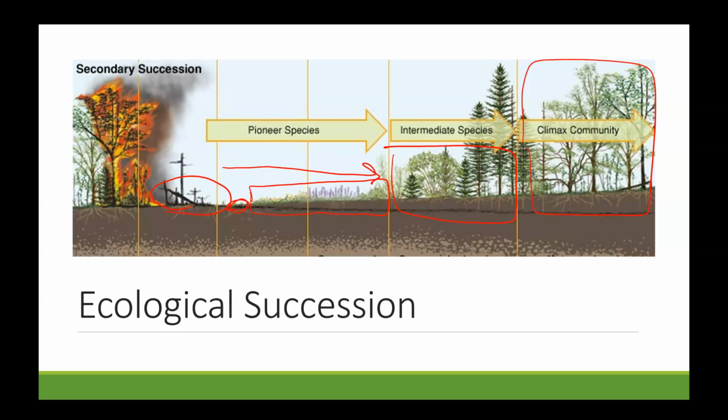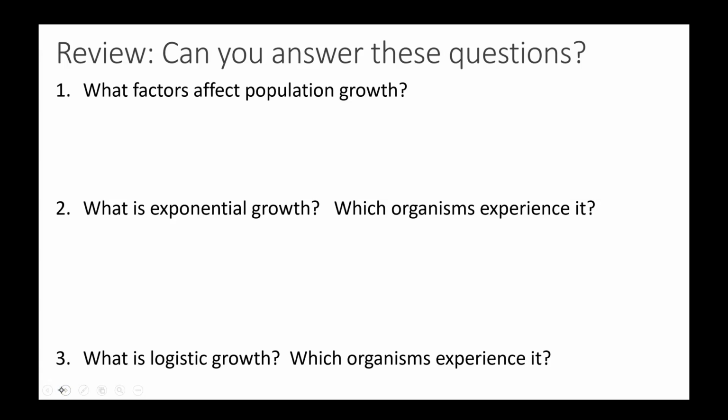The last thing I'm going to have you do today is get these questions down and answer these questions. So at the end of your notes, remember you're going to be uploading a copy of your notes for this assignment, unless you are one of my face-to-face classes and you're just using this lesson as a review from the lesson that we did in class. The first question is, what factors affect population growth? The second question, what is exponential growth? Which organisms experience exponential growth? What is logistical growth? Which organisms experience logistical growth? Get those first three down.